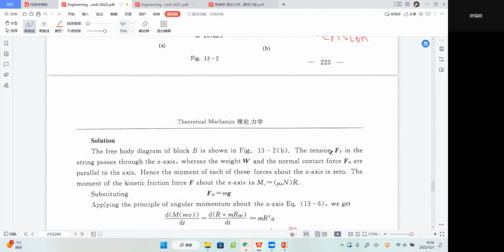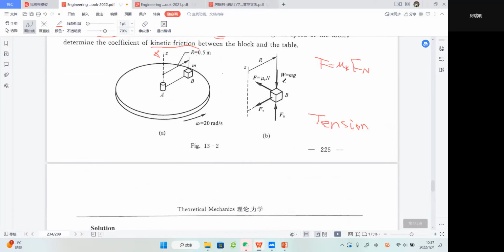So the tension Ft in the string passes through the Z axis, whereas the weight W and the normal contact force Fn are parallel to the axis. Hence, the moment of each of these forces about the Z axis will be zero. So this one, and this one, all will have no moment about the axis Z.